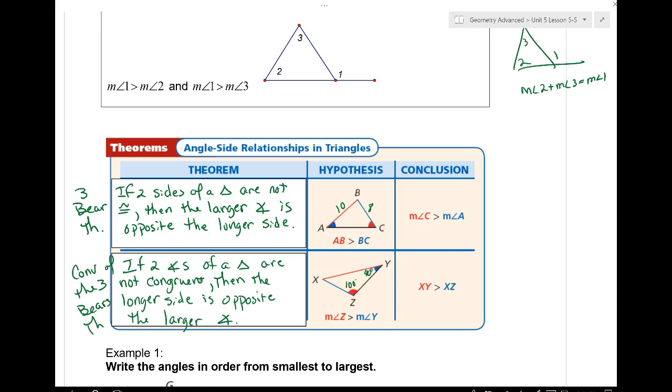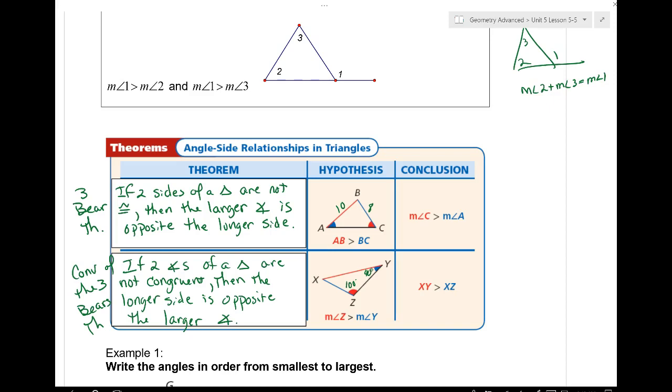Now the converse: if I know the measures of the three angles of a triangle, I should be able to tell by the angle measurements which side is longer, shorter, or medium size, right? Or how about even being congruent? Think about your isosceles triangle theorem. If two angles are the same, what do you know about the sides opposite them? They're the same. Really, it's using this idea.